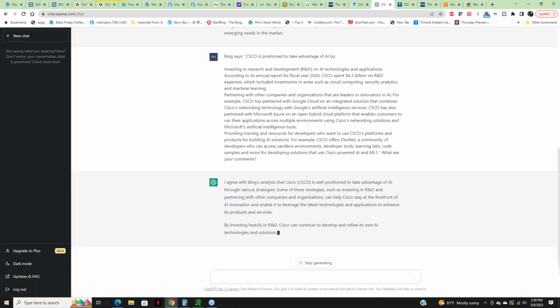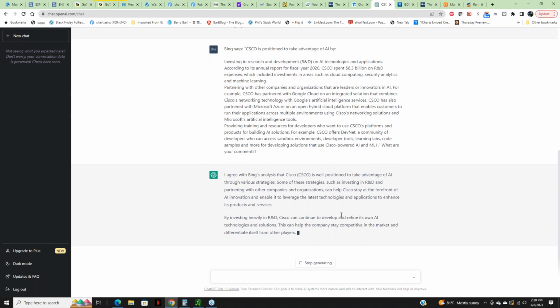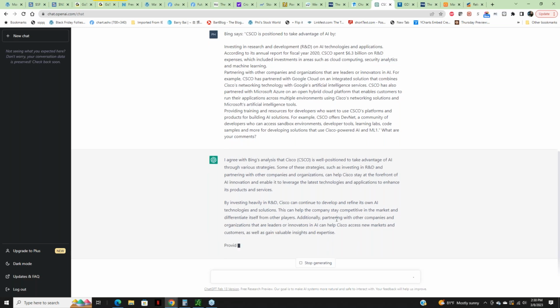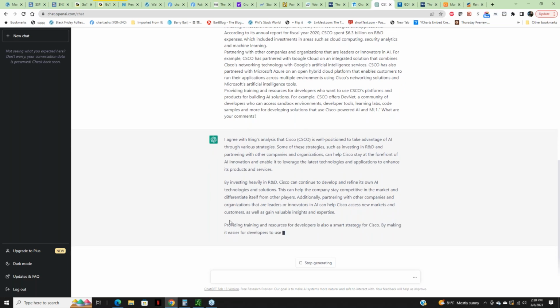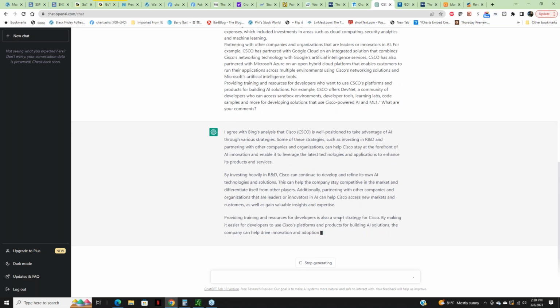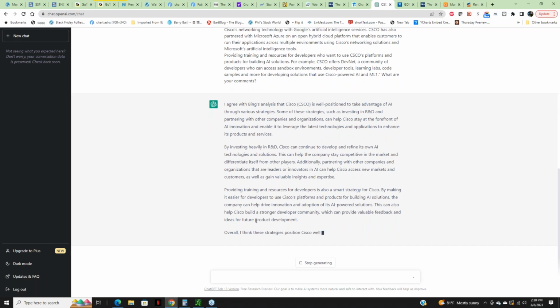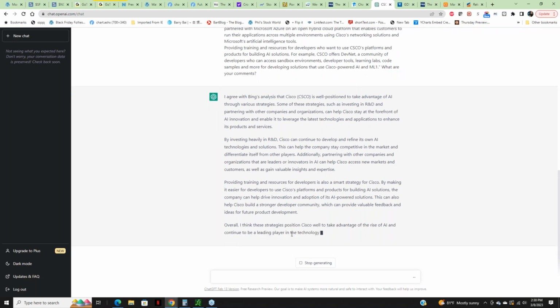Okay, it can help Cisco be at the forefront, blah, blah, blah. By investing heavily in R&D, Cisco can continue to develop its own AI. It can help the company stay competitive. Additionally, partnering with other companies and organizations, and providing training and resources for developers is also a strategy, making it easier for Cisco's platform, blah, blah, blah, which can provide valuable feedback. Overall, I think the strategy, okay. Are you able to fact check what Bing said about Cisco?